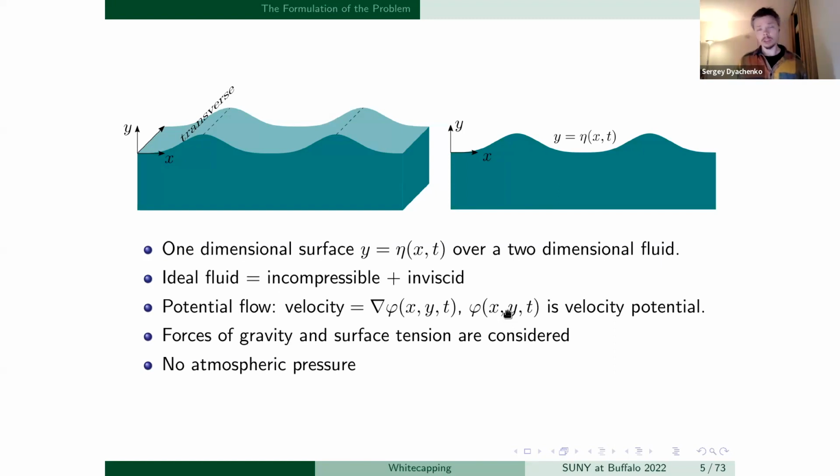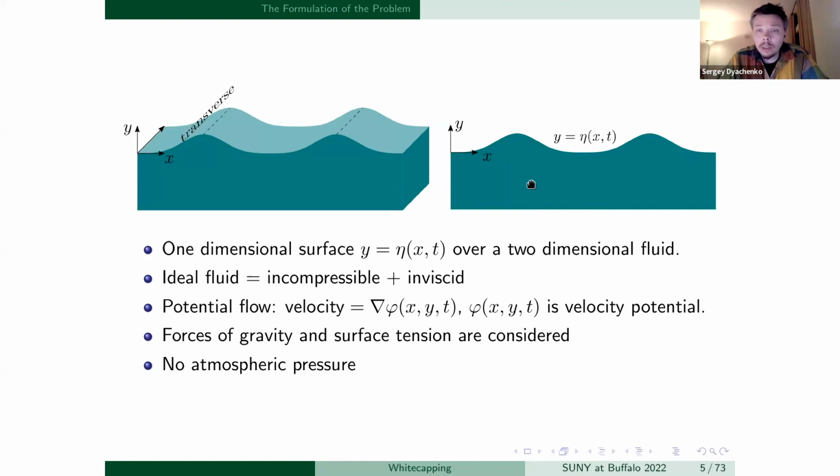In such a case, it's nice to think about a function y equals eta of x and t that represents the free surface. It's a function of x, but also a function of time, because the surface shape is moving and it has different positions at different times.